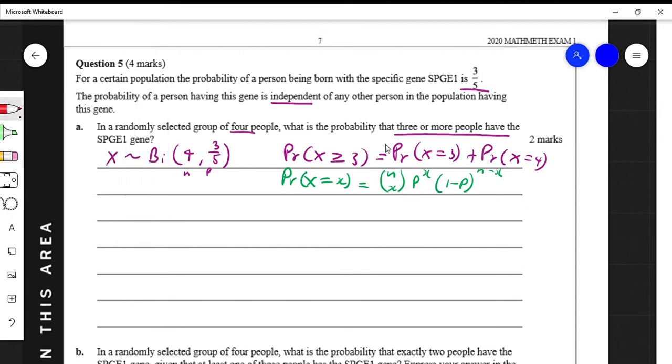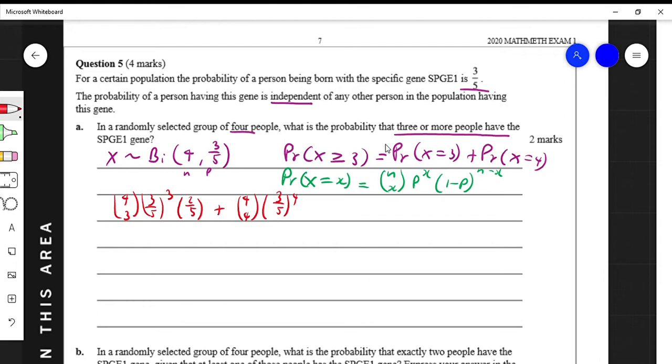So n is 4. I'm going to do x equals 3 first. So 4 choose 3, times 3 on 5 to the power of 3, times 2 on 5, because that's 1 minus 3 on 5, to the power of 1. Now we're going to add 4 choose 4, so this is our probability x equals 4 now, times 3 on 5 to the power of 4, times 2 on 5 to the power of 0, which is 1. So now we have to work out what this is.